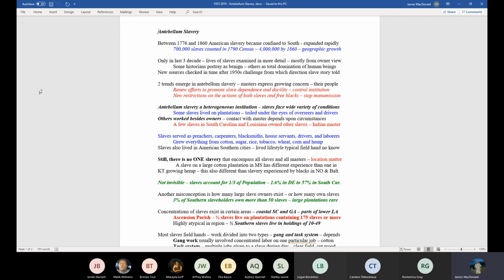The difference after 1776 is that New England states end slavery during the years of and right after the American Revolution. The middle states put slavery on the path to gradual emancipation, meaning a slave born a certain year upon reaching his or her 18th or 21st birthday would then be free. So it doesn't quickly, just by law, outlaw slavery.